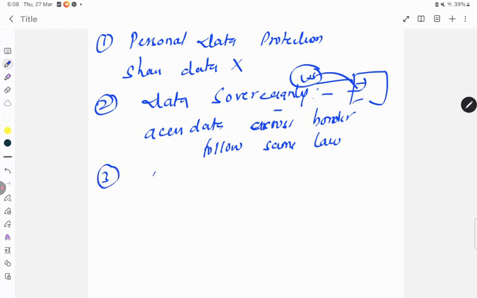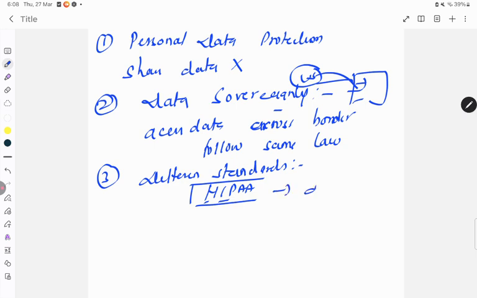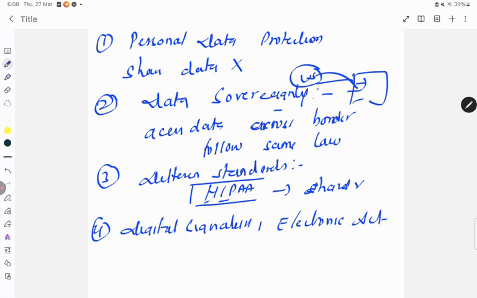Next, there are different standards. About standards I have already made a video. For example, if we have a HIPAA standard or HIPAA law, it means that any health related data is not shared. It is very much private to everyone. Also, various factors such as digital signature are there. Yes, digital signature. Then the electronic act is there. Fine. So all these are legal preparedness for e-governance services.